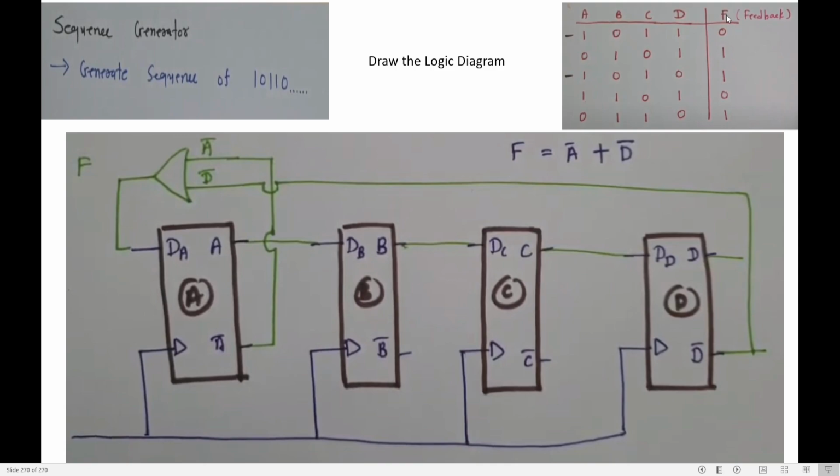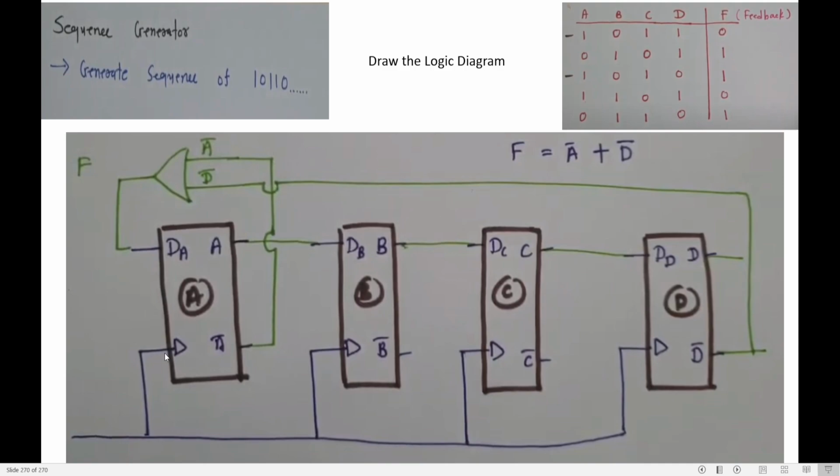What is feedback? Feedback is A bar plus D bar. So take that output, can you see, connected to a gate for A bar plus D bar. What should be the input? A bar. So A bar is coming as the input. What is the next input? D bar. So go to D bar, take this and connect it here. So what is the output here? F, A bar plus D bar. F should be a feedback to what? A. So F should be connected to A.